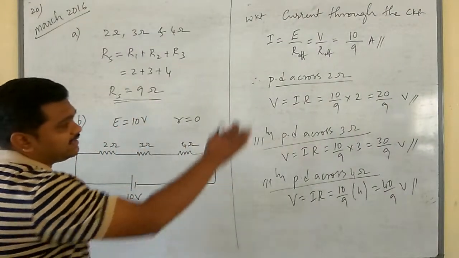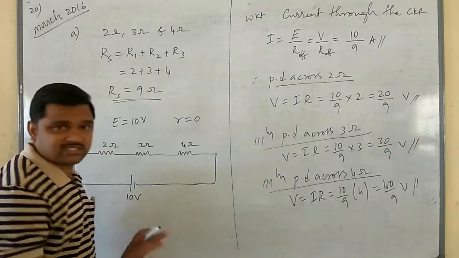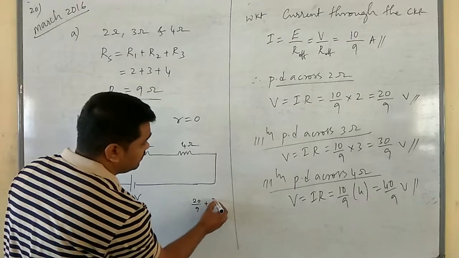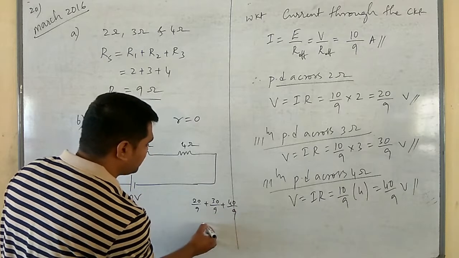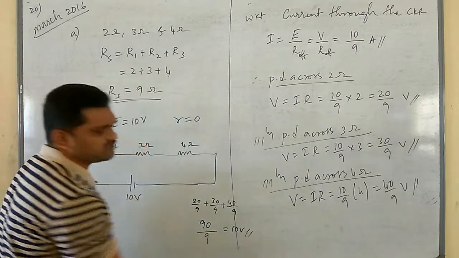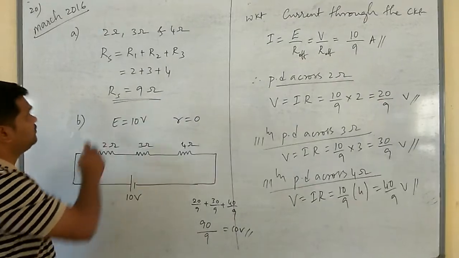Okay, I am adding those 3. So you should get 10. So let us cross check whether it comes or not. 20 by 9 plus 30 by 9 plus 40 by 9 gives us 90 by 9. Therefore 10 volts. Okay, so like this, very simple problem.